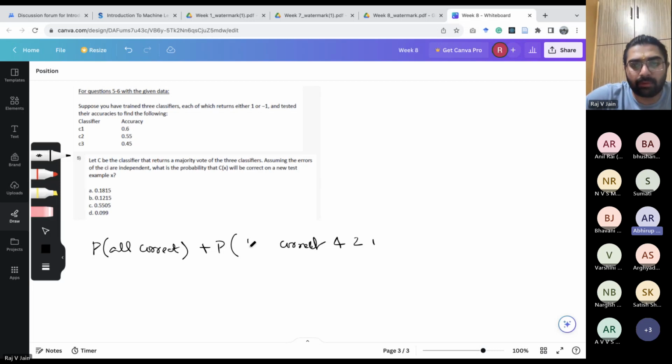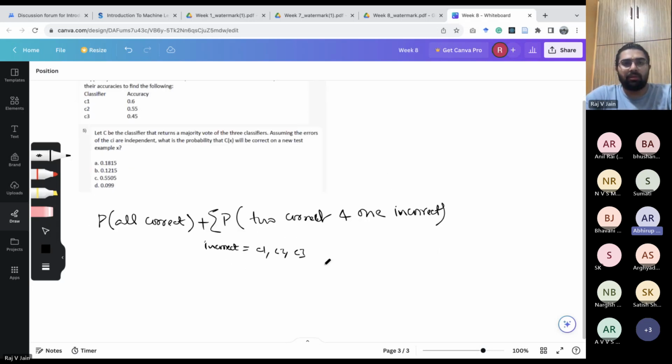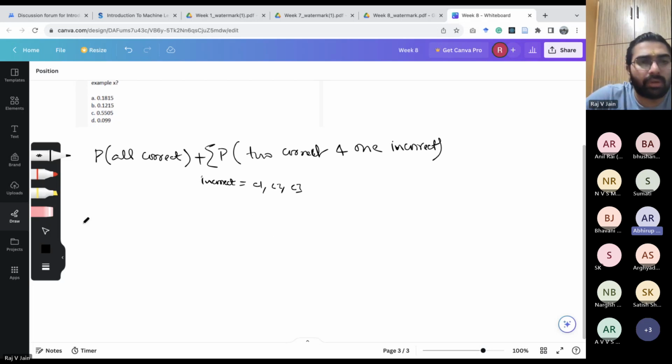So basically 4 combinations will happen. C1, C2, C3 all correct. Then you will find C1 incorrect, C2, C3 correct, and C1, C3 correct but C2 incorrect. That is the third case, and the fourth case will be first 2 correct and last one incorrect. And then take them as independent and multiply the probabilities accordingly, whether it's correct or incorrect, and then add all the 4 cases. Right.